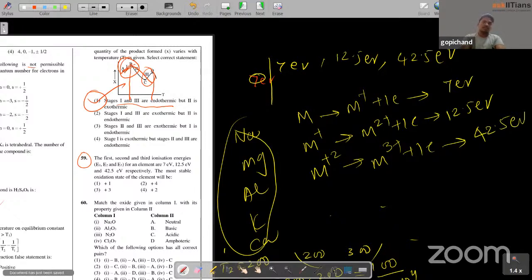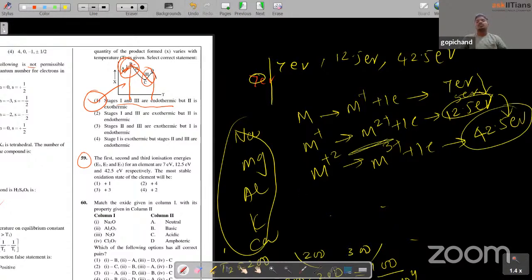So we can clearly say this is the stable oxidation state. Let me tell you when it will be the stable oxidation state. In this case, we can see the energy gap is only 5 electron volts. But the energy gap between 12.5 and 42.5 is almost four times 12. So there is a huge rise in energy here. So we can say that +2 will be the most stable oxidation state. Becoming +3 is highly unstable because it would have to break a stable electronic configuration.